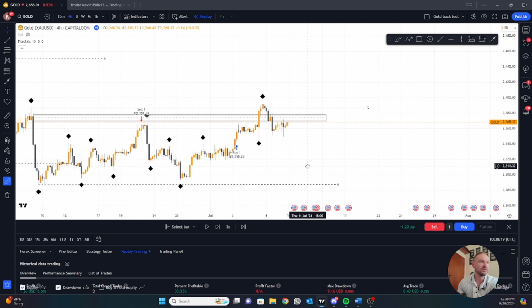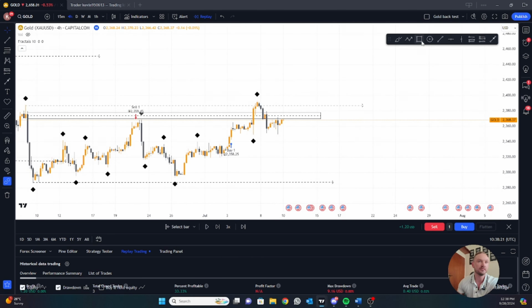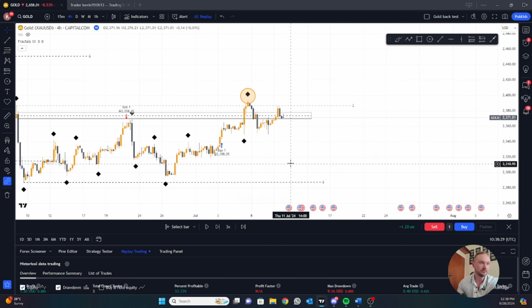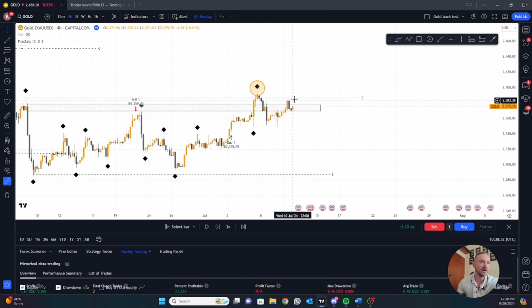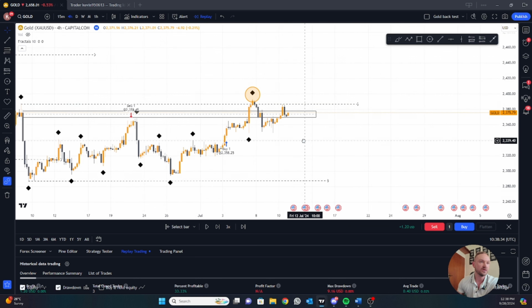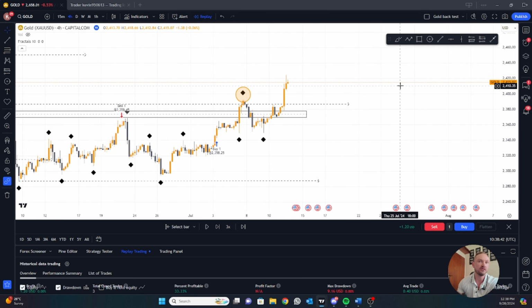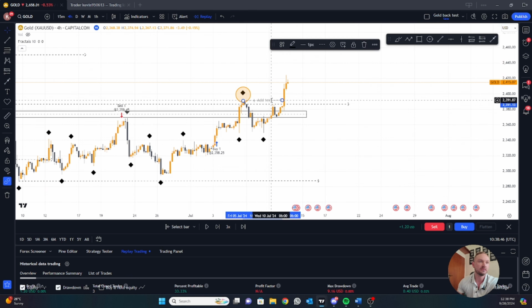Okay, so we have this high to consider right here. We're also pushing up on the uptrend at the moment. So we might see another break of structure taking place anytime now. And there we have it. We have a break of structure to the upside.